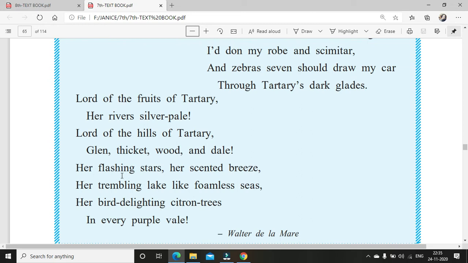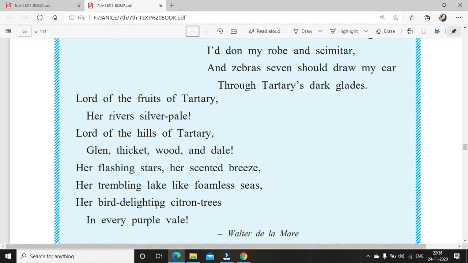Her flashing stars, her scented breeze, her trembling lake like foamless seas. Again, this is simile. Her flashing stars means at night the stars will be flashing their lights. And her scented breeze. Here in the woods when he goes, how is he guided? By the lights of the stars. And what does he enjoy? The perfume. Scented is the perfume. Perfume is there in the breeze because he's going through the jungle. Correct. Here he's going through the jungle and you have natural flowers growing there and he's getting the breeze, the scent of the flowers in the breeze.